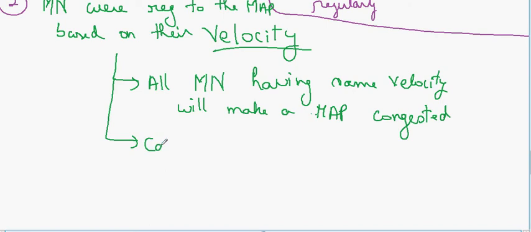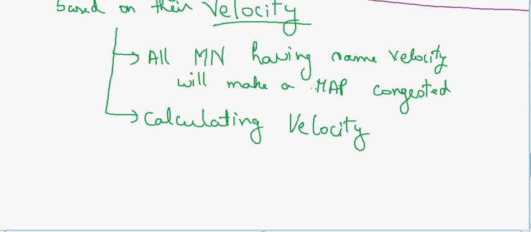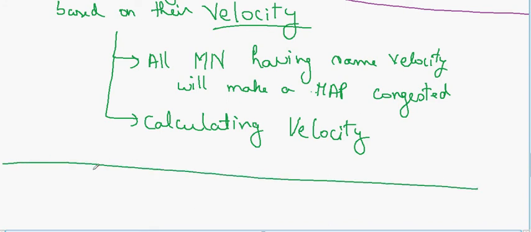And the second problem was calculating the velocity. Calculating velocity is time consuming and really difficult. So after these problems, they wanted some method to select the MAP efficiently.